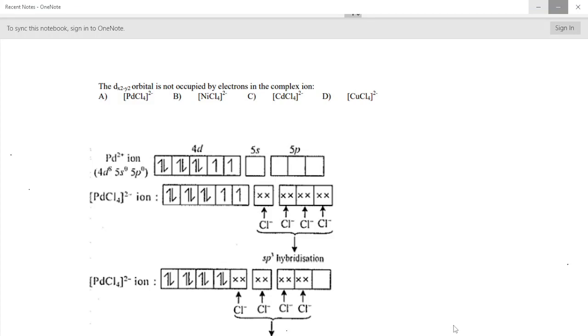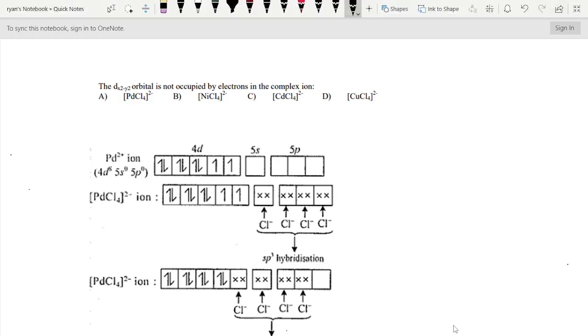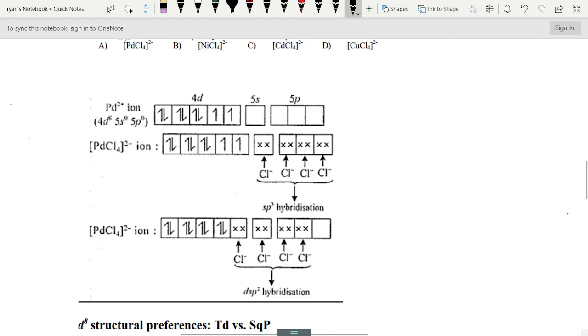Today I am going to discuss a few questions which came in the 2020 Kerala SET examination. Here the question is: the dx² minus y² orbital is not occupied by electron in the complex ion. Therefore here, PdCl4 2-, that is dsp2 hybridization. If it is dsp2 hybridization, we can say this is square planar geometry.